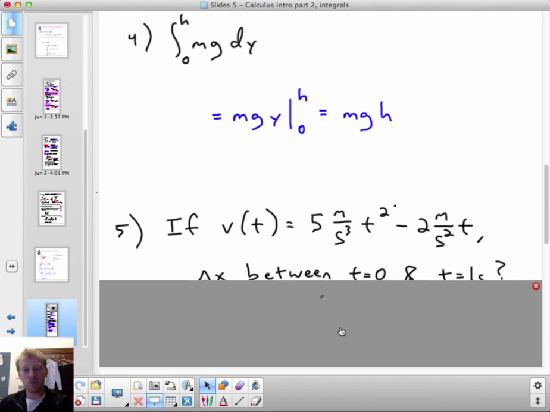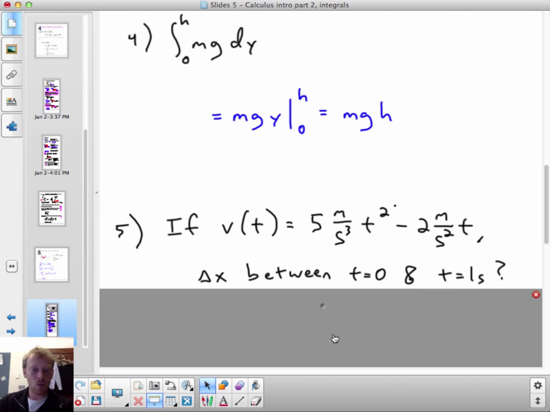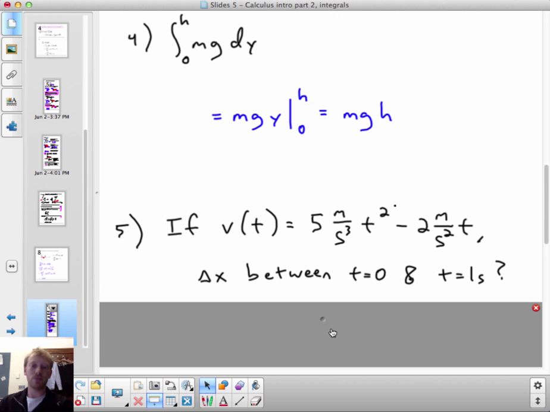This makes me feel much more comfortable, actually. We've been doing all of these problems in a way that a physics teacher might just say is wrong because the units don't work. But here's one where the units will work. If the velocity as a function of time of some object is 5 meters per second cubed times t squared minus 2 meters per second squared times t, then what is the displacement between t equals 0 and t equals 1 second? Well, why are these units good again?